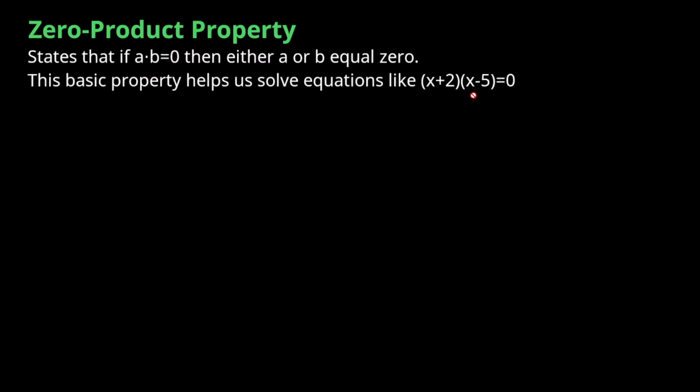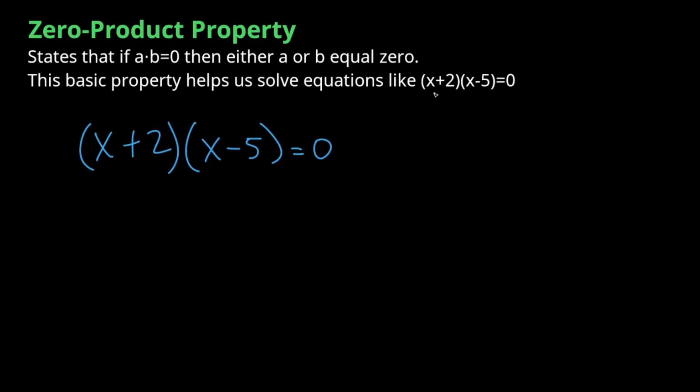So we can apply it to an example like this, where if this factor, x plus 2, somehow equals 0, so if we found a value of x that made this 0, then this will be a true statement. Likewise, if we found a value of x for this factor that made this 0, then some number times 0 will equal 0. So let's take a look at an example to work on.